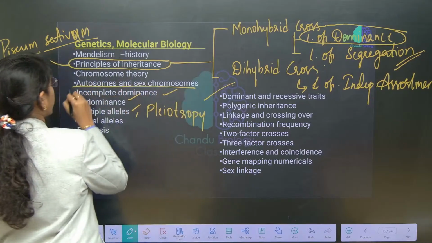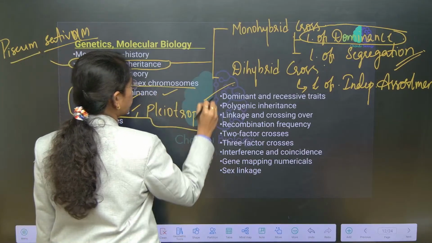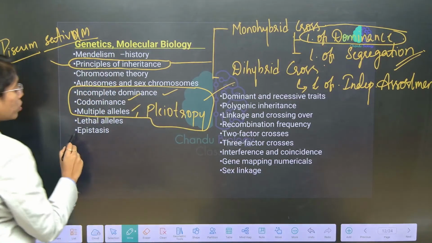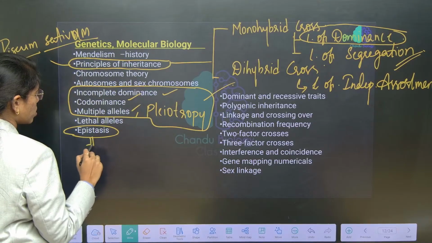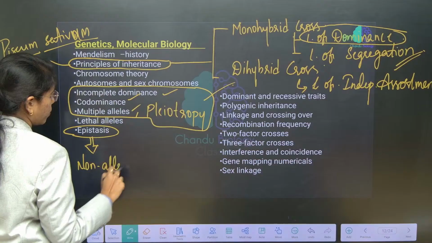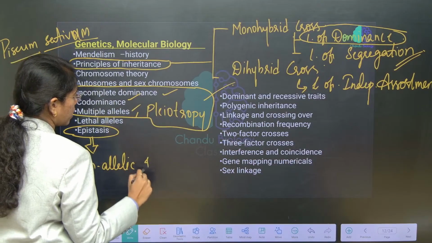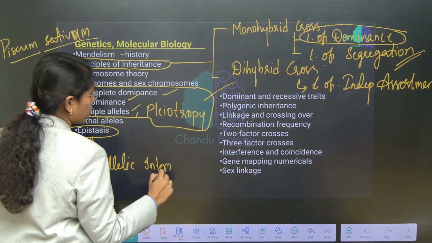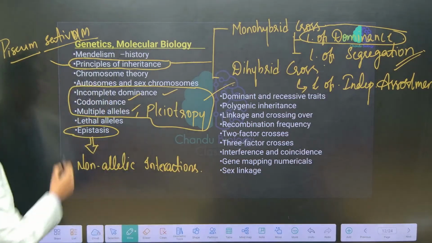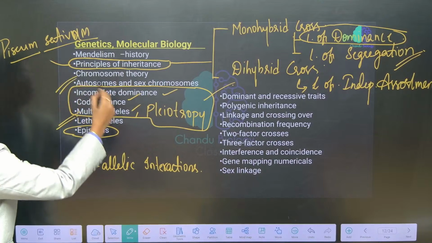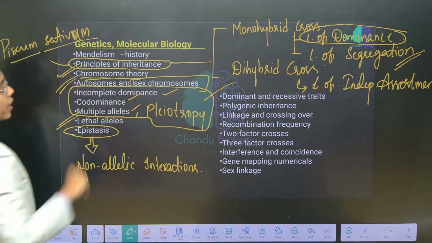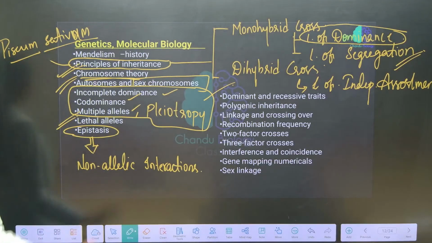Fine, right? Incomplete dominance, codominance, multiple allelism and pleiotropy. And then we have to learn about non-allelic interactions like epistasis. Non-allelic interactions. Fine, right? Next, lethal genes, autosomes and sex chromosomes, followed by chromosomal theory of inheritance by Sutton and Boveri, important.